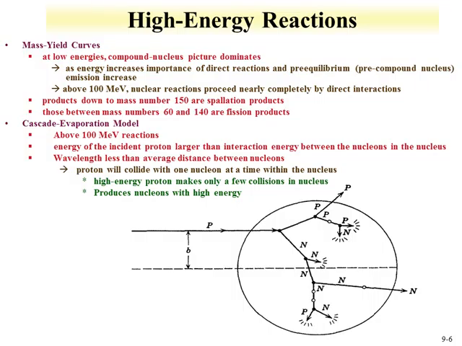You can imagine that these neutron emissions are fundamentally routes for de-excitation of the excited product nucleus, where each neutron emission is responsible for dissipating between 5 and 10 MeV of energy. So the model for this is a cascade evaporation model. It's listed here, usually above 100 MeV reactions. The protons will collide with one nucleon at a time within the nucleus. These high energy protons make only a few collisions in the nucleus, and they produce nucleons with high energy.